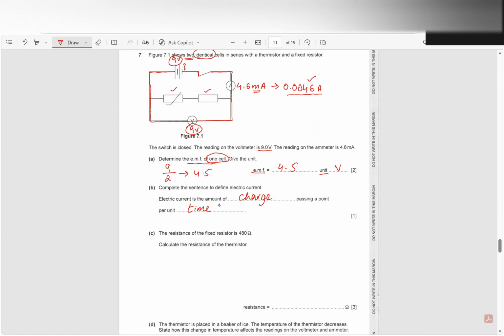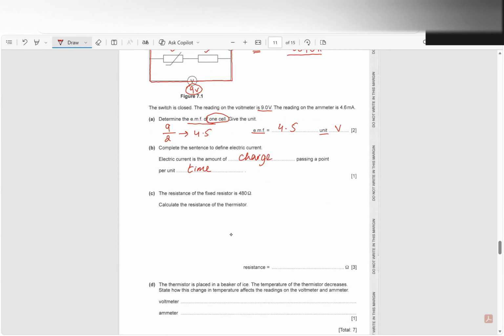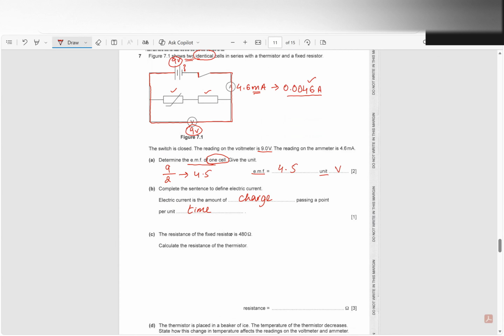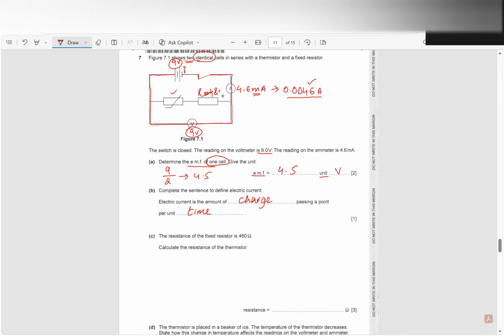Moving on, C part. The resistance of the fixed resistor is 480. Why not just mark it here? Resistance of fixed resistor is 480 ohms. Fair enough. Calculate the resistance of the thermistor. Okay. The thermistor is this one and we do not know the resistance. We have to calculate it and we can do that, right?